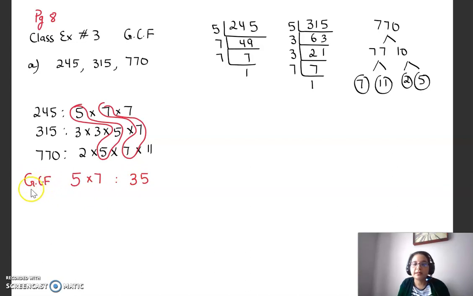Okay, so that means the biggest number that can divide all three of these numbers would be 35, and that's my answer. Now, if you want to try part B, which has even bigger numbers, you can give it a try, and the answer for part B is going to be 57. So give it a try and see if you can get that answer.